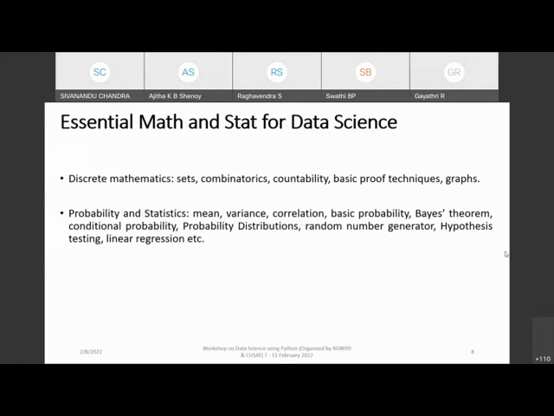Branch of leaves. So tree is a data structure. Another answer is undirected graph in which any two vertices are connected by exactly one path. Okay, one person has answered correctly. So Swati BP.